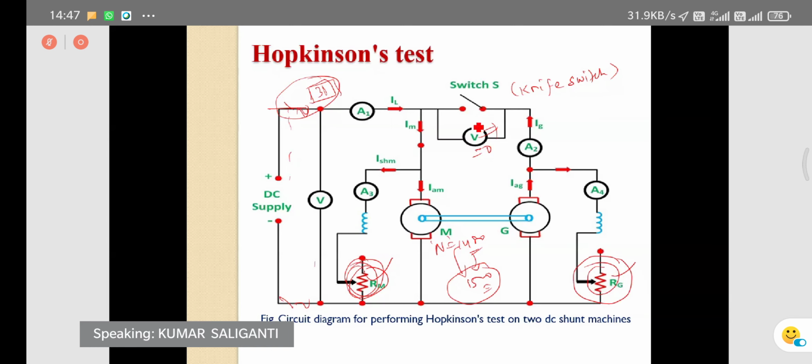When the voltmeter reads 0, then you can close the knife switch here.